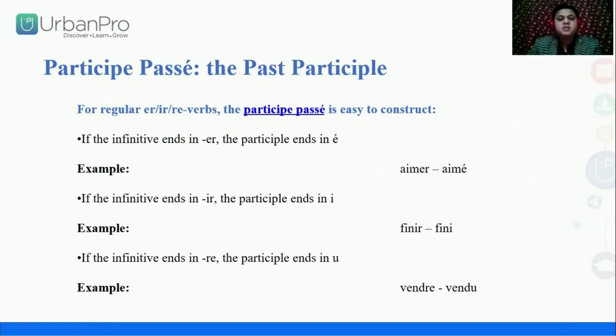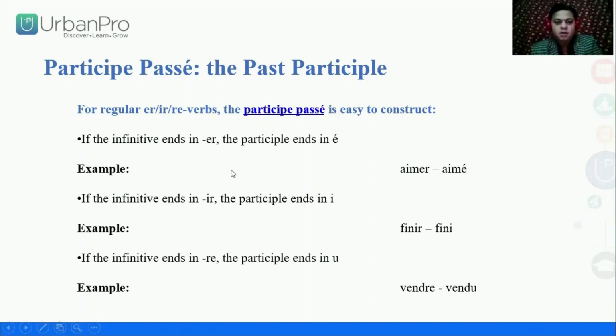That is the past participle form, PPF. In French, we say participe passé. So how to make the PPF? Let's talk about ER verbs. If the infinitive verb ends in ER, for example aimer, what do we do? We remove R and we put E accent aigu. You can see here, aimer changed to aimé.